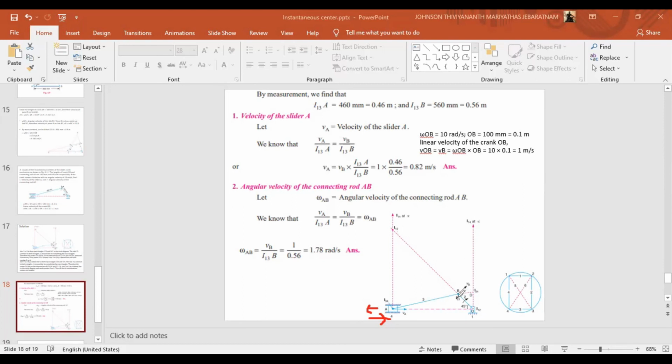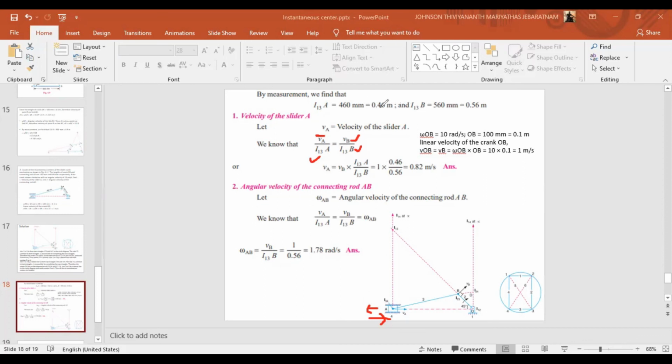We know VB is already found. This length and this length we can measure. So if I know I13A and I13B, and VB, which we have found, I can find VA. VA is equal to VB into I13A by I13B. VB we have already found, that is 1 meter per second.